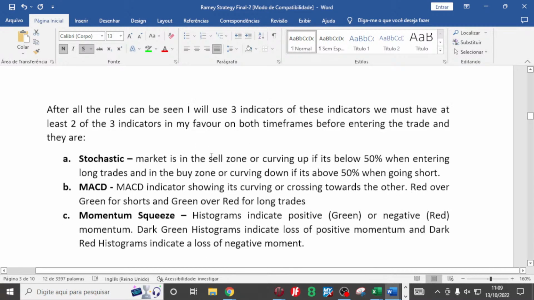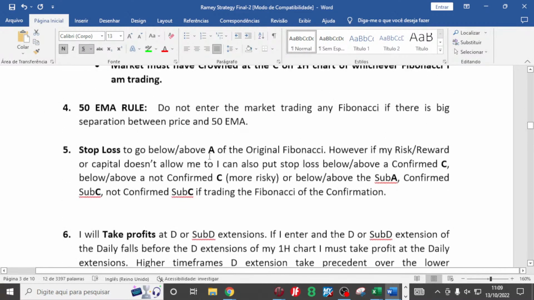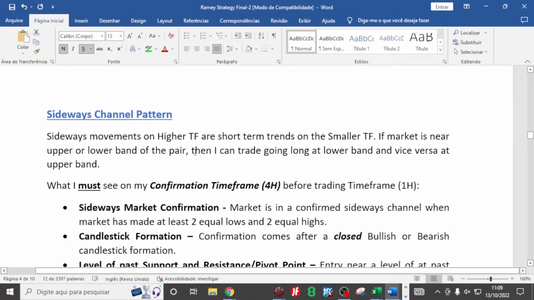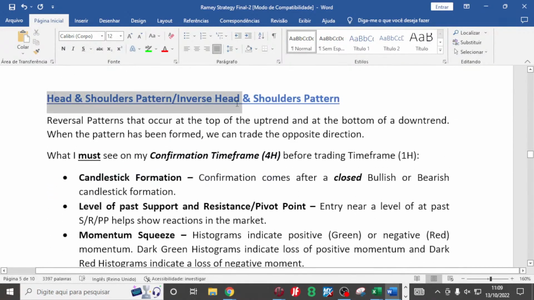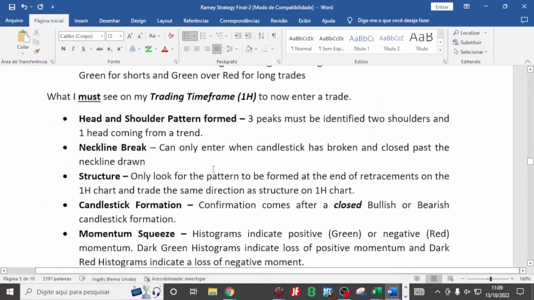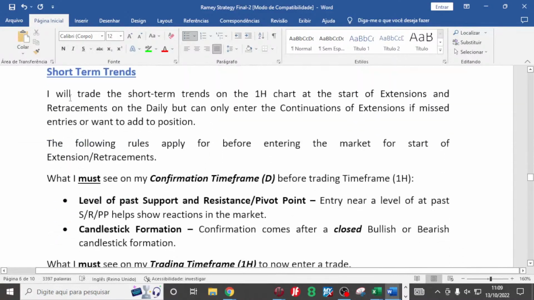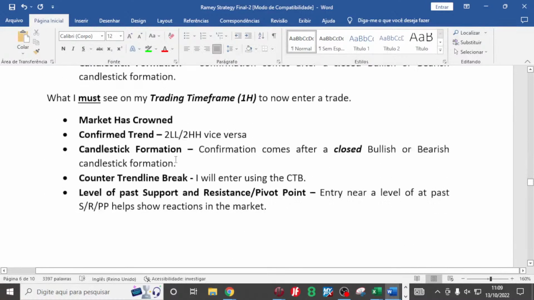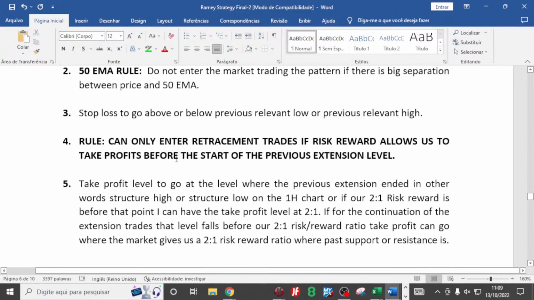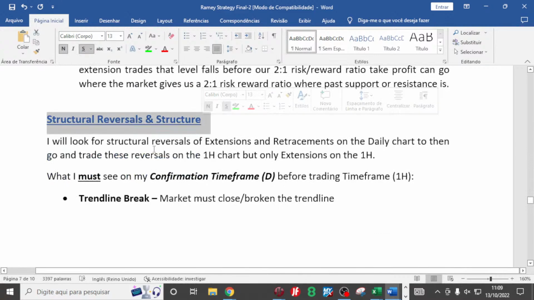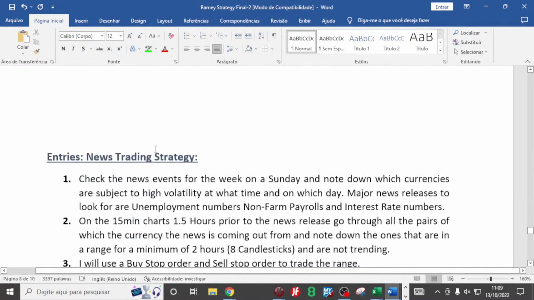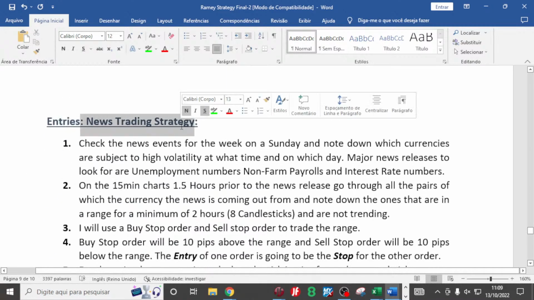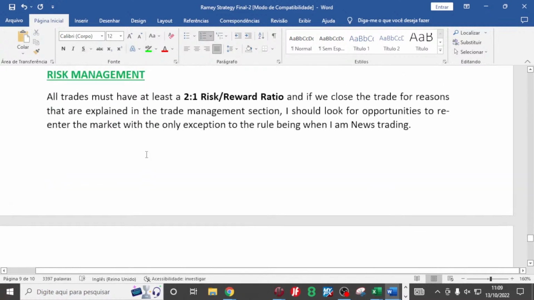In the meantime, I'm still waiting for answers, everybody. Now let's see, this trader has sideways channel pattern rules, head and shoulder pattern, inverse head and shoulder pattern rules, short-term trends rules, right? Structural reversal and structural rules again. Okay. Entry, new strategy, so new strategy rules, and there you have it.